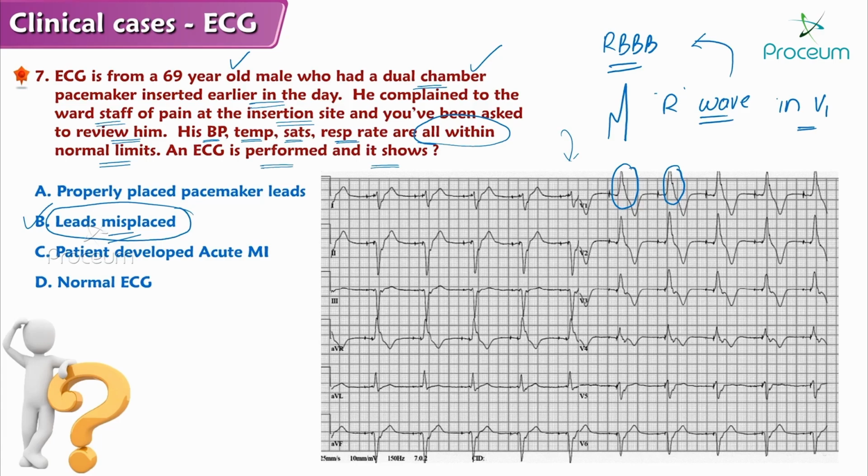In dual chamber pacemaker, what should happen? It is exactly reverse. Right ventricle should contract first, then followed by that left ventricle should contract, and the ECG should show you the left bundle branch block morphology. Okay, so in this patient the leads are misplaced.